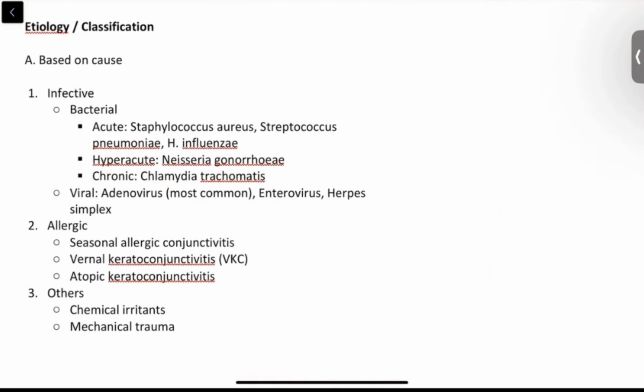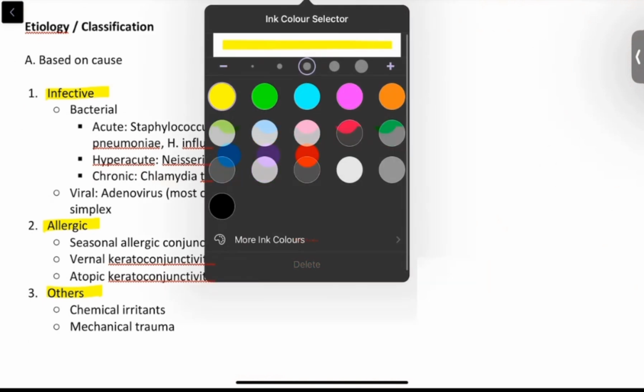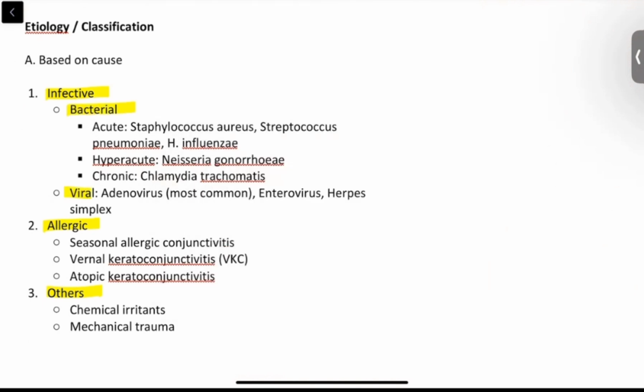Based on the cause, conjunctivitis can be infective, allergic, or due to any other cause. Among the infective causes, it can be bacterial or viral. Bacterial can again be classified as acute bacterial conjunctivitis or chronic bacterial conjunctivitis. What are the organisms causing acute bacterial conjunctivitis? The most common ones are Staphylococcus aureus, Streptococcus pneumoniae, and Haemophilus influenzae.